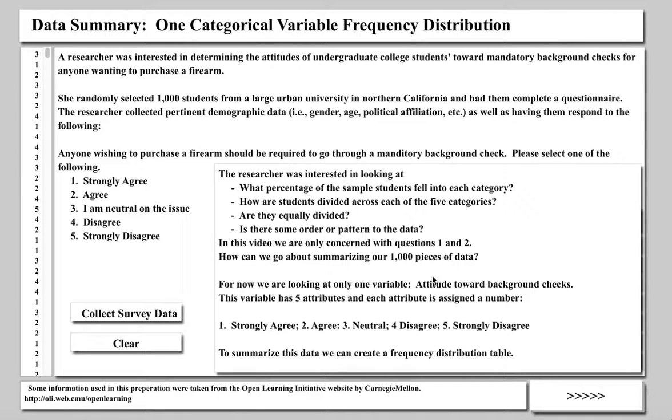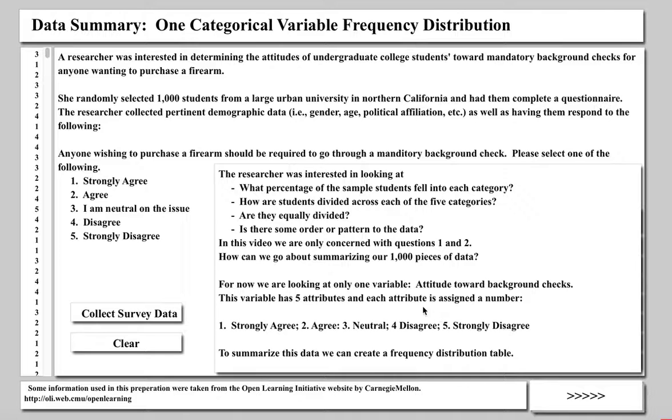So the researcher was interested in looking at what percentage of the students fell into each category. How are students divided across each of the 5 categories? Are they equally divided? These are questions that the researcher might be interested in. And is there an order or pattern to the data? Now, in this video, we'll be concerned with the first 2 questions mainly, and how we might summarize the data, these 1,000 pieces of data, so that we can make some sense out of it.